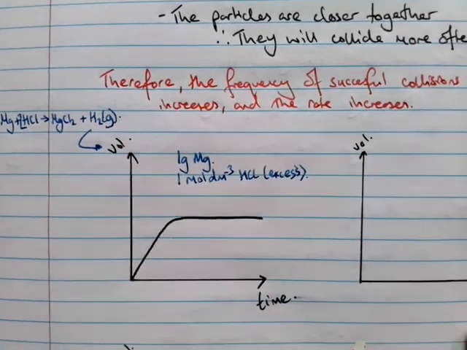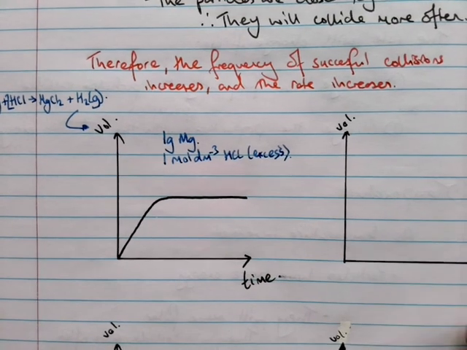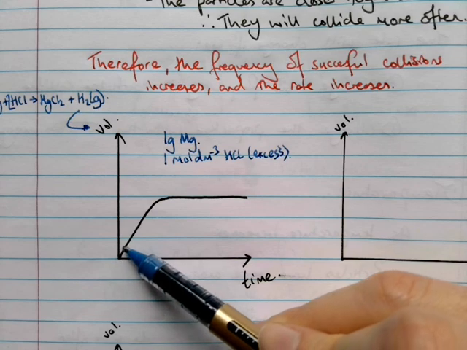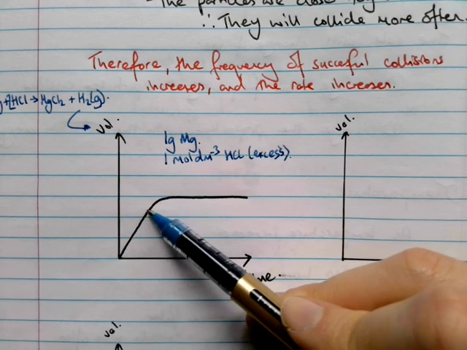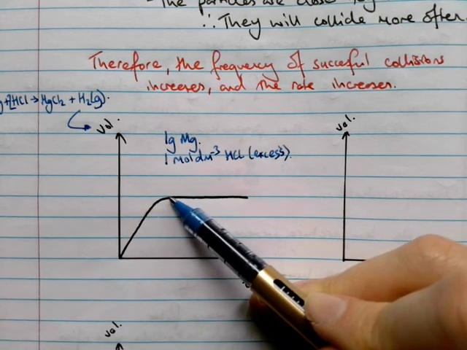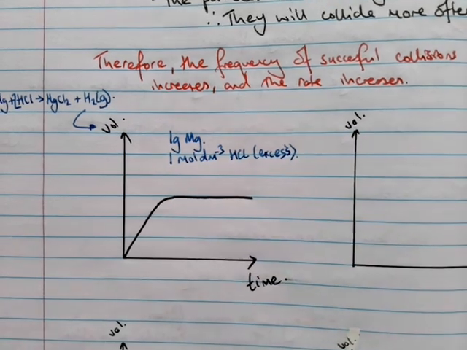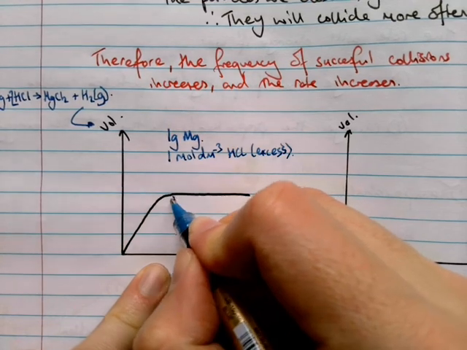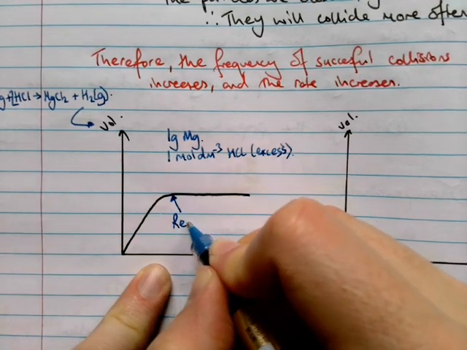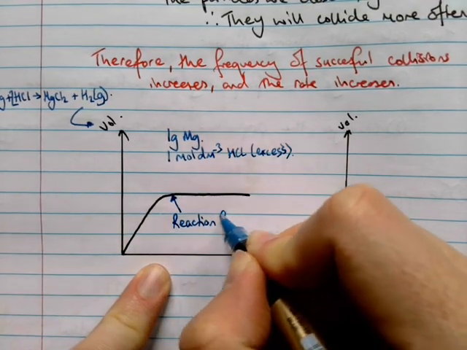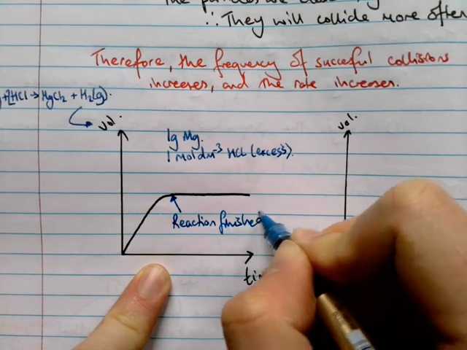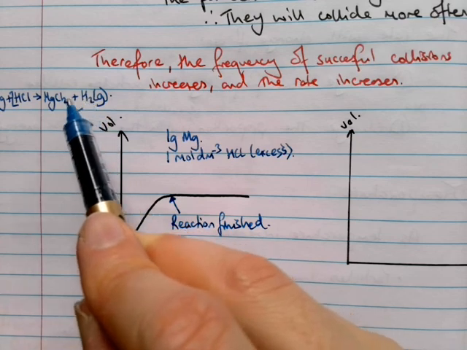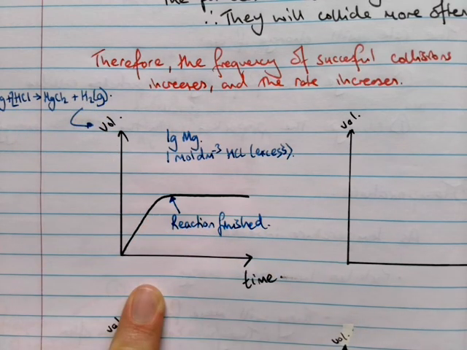So what's happening? Well, the reaction happens. The volume of gas increases, and then it starts to slow down, and then the reaction stops. So that's what happens here. Where it goes level, we can say the reaction has finished, because no more gas is being produced, which means that no more H2 is being produced, which means this reaction up here is not happening anymore.